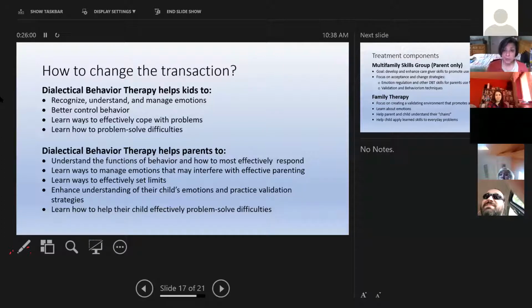How to better manage their own behavior. So instead of going and breaking up your room, what else are you going to do? How to cope with problems. Life is filled with problems, and we want to help our kids learn how to cope with those and not make them worse, and how to problem solve those difficulties.